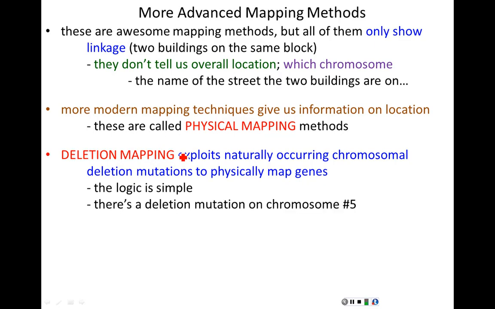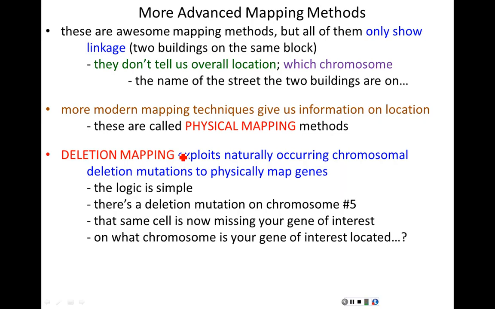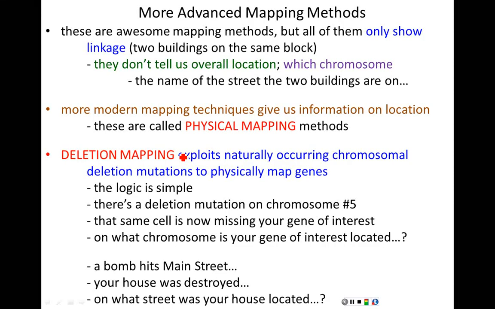The logic of these is simple. You get a large number of deletions on a single chromosome, and you compare the presence and absence of mutations on those different deletions. Very simply put, there's a deletion mutation on chromosome 5. That same cell is now missing your gene of interest. Guess where your gene of interest is? There's a big deletion on chromosome 5, and your gene is gone. Where's your gene? Well, it was somewhere on that deletion on chromosome 5. That's why it's gone. The logic is as if a bomb hits Main Street. Your house was just destroyed by a bomb. Guess what block your house is on? It's on Main Street.